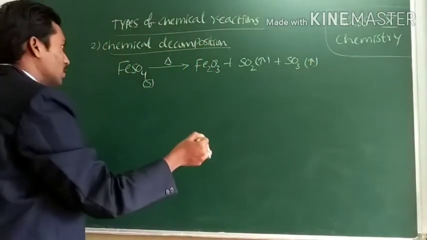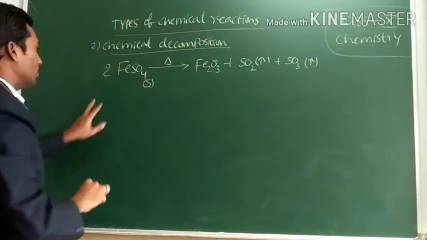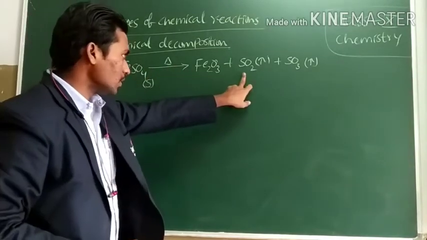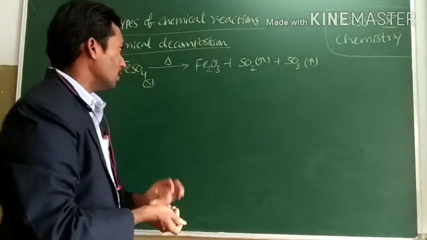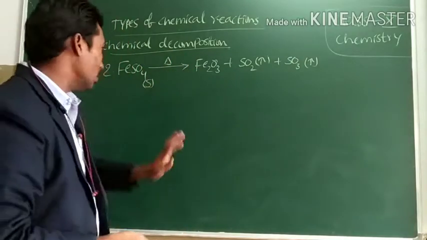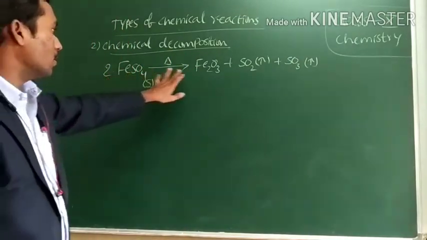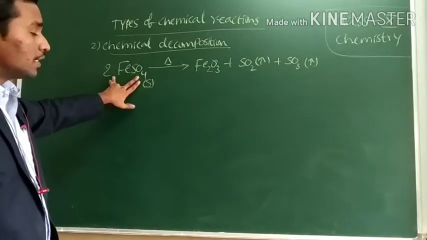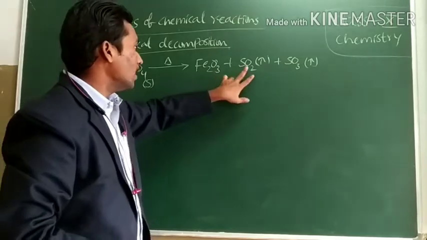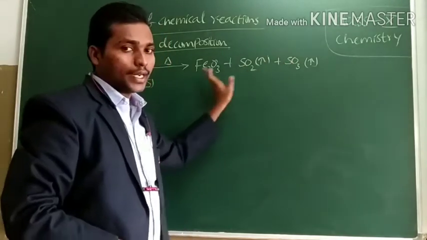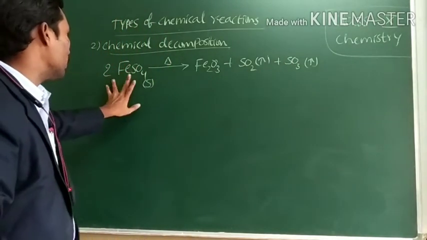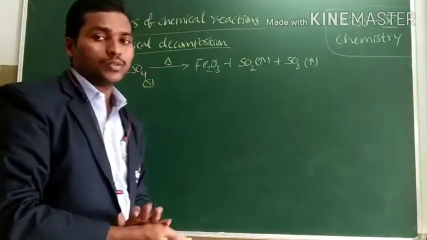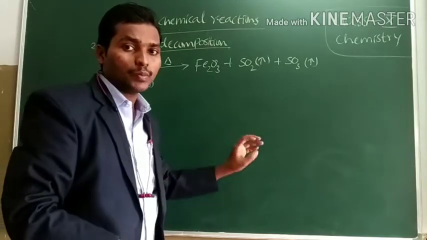For balancing the equation, we write 2FeSO4 gives rise to Fe2O3 plus SO2 plus SO3. Let us verify whether it is a balanced equation or not. 2 iron atoms on the LHS, 2 iron atoms on the RHS. Here 2 4s are 8, 8 oxygen atoms. Here 3, here 2 5s, 5 plus 3, 8 oxygen atoms on both sides of the equation. Next, 2 sulfur atoms here, 1 sulfur, here 2 sulfur atoms on both sides. So it is a balanced chemical equation.